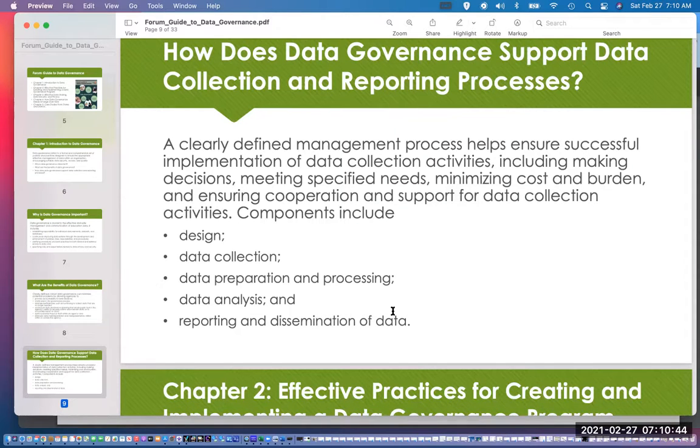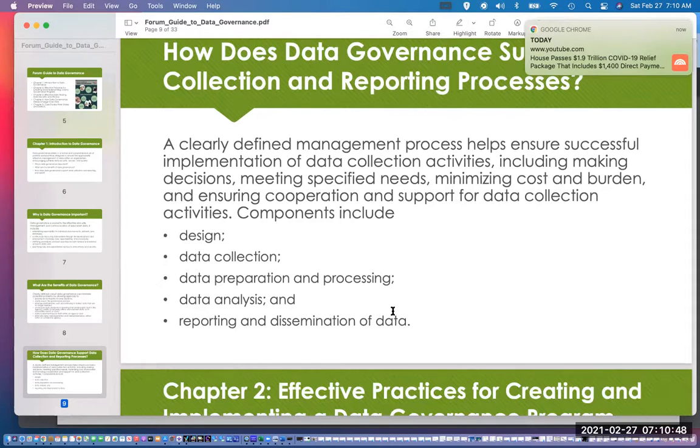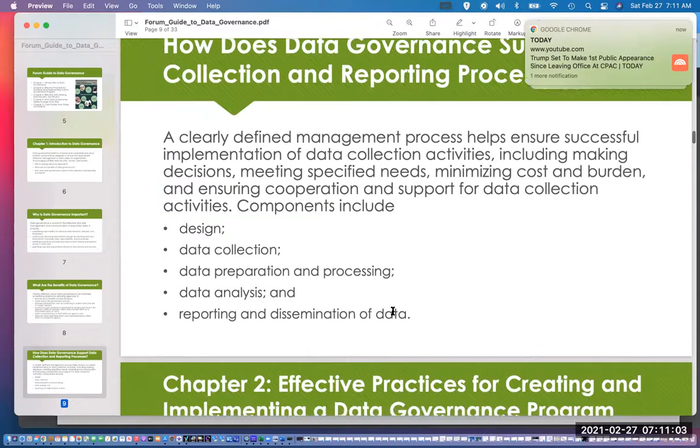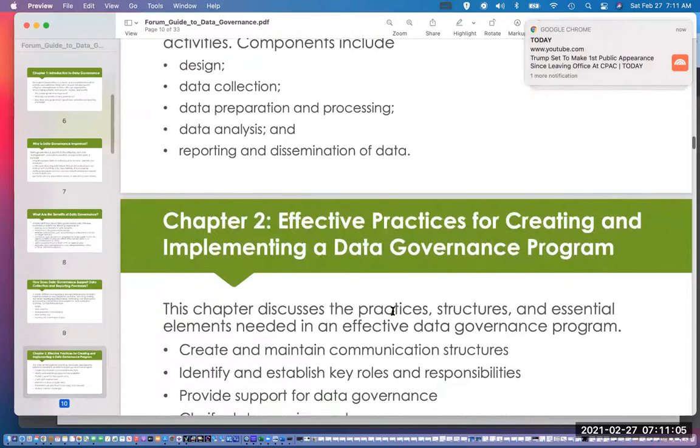How does data governance support data collection and reporting processes? A clearly defined management process helps ensure successful implementation of data collection activities, including making decisions, meeting specified needs, minimizing cost and burden, and ensuring cooperation and support for data collection activities. Components include design, data collection, data preparation and processing, data analysis, and reporting and dissemination of data.